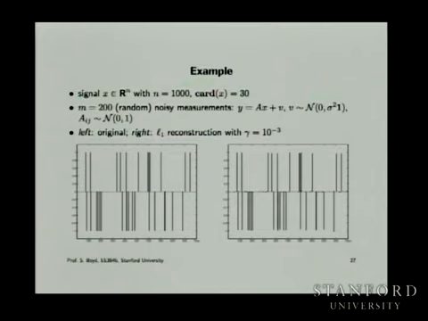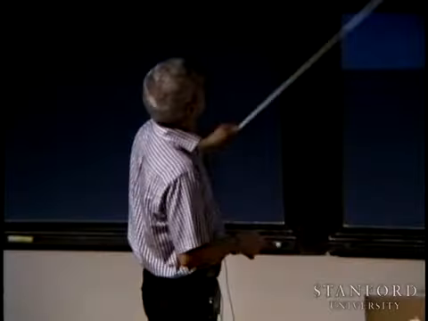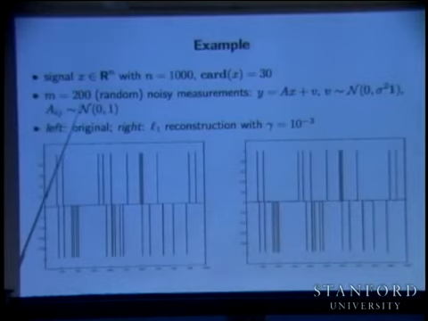For all practical purposes, it's infinitely large. And here's what's going to happen. We're going to be given 200 noisy measurements, and we'll just generate A randomly. And there'll be Gaussian noise here. Okay? And then you're asked to guess X.